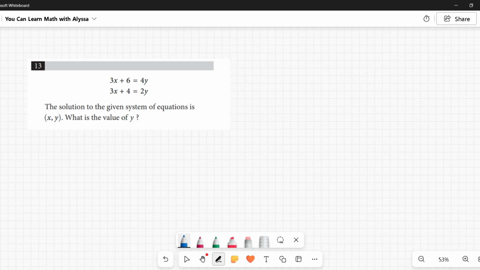Number 13. 3x plus 6 equals 4y, and 3x plus 4 equals 2y. The solution to the given system of equations is (x, y). What is the value of y?